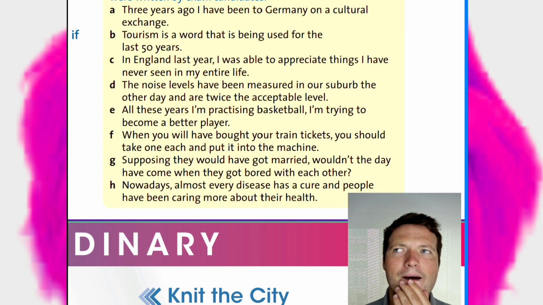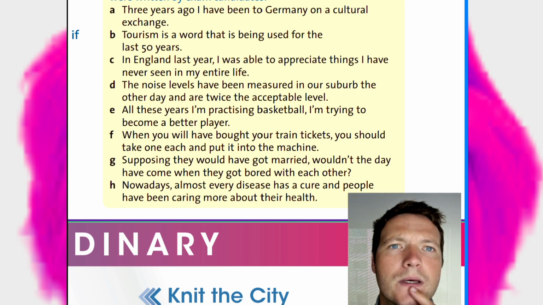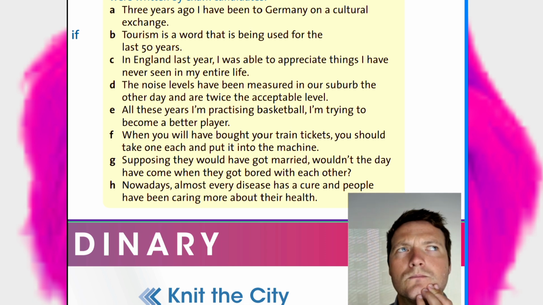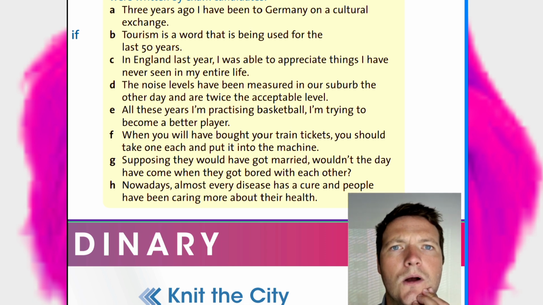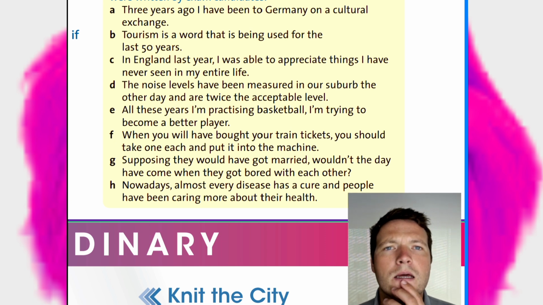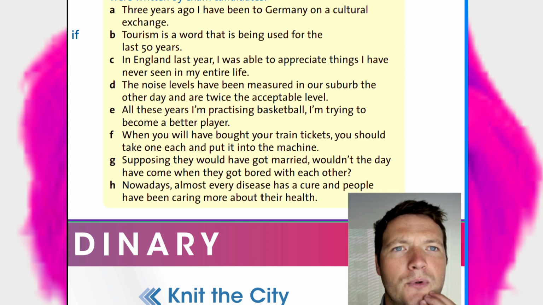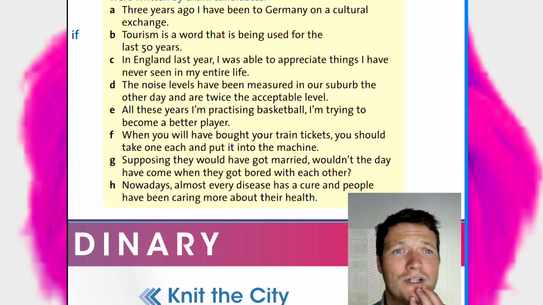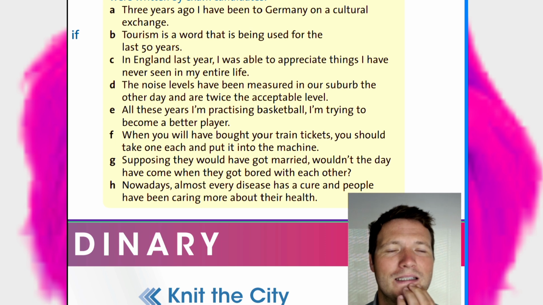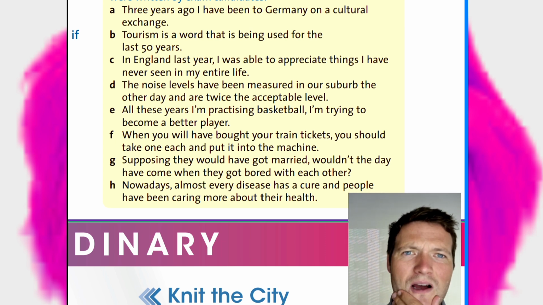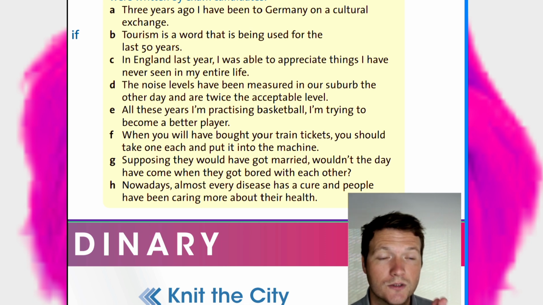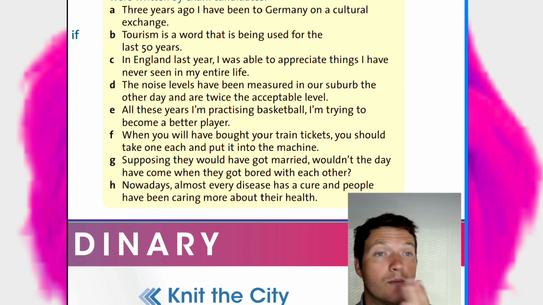Yeah, that sounds right. It's present perfect continuous. All right. So when you will have bought your train tickets, you should take one each and put it into the machine. When you have bought. Right, yeah, this is complicated.